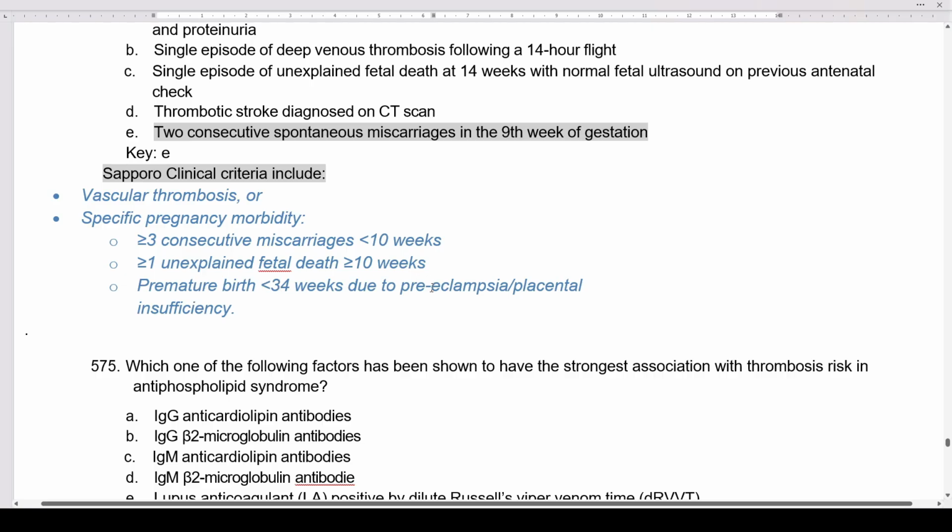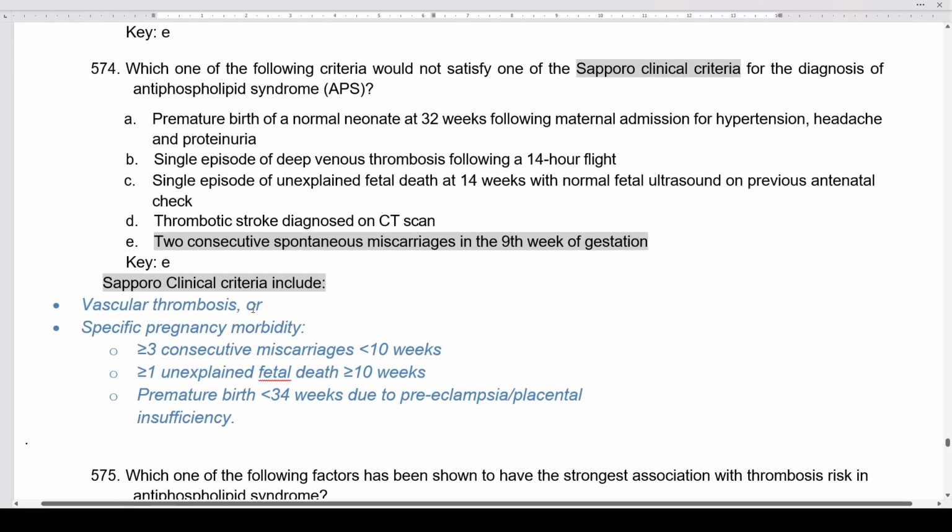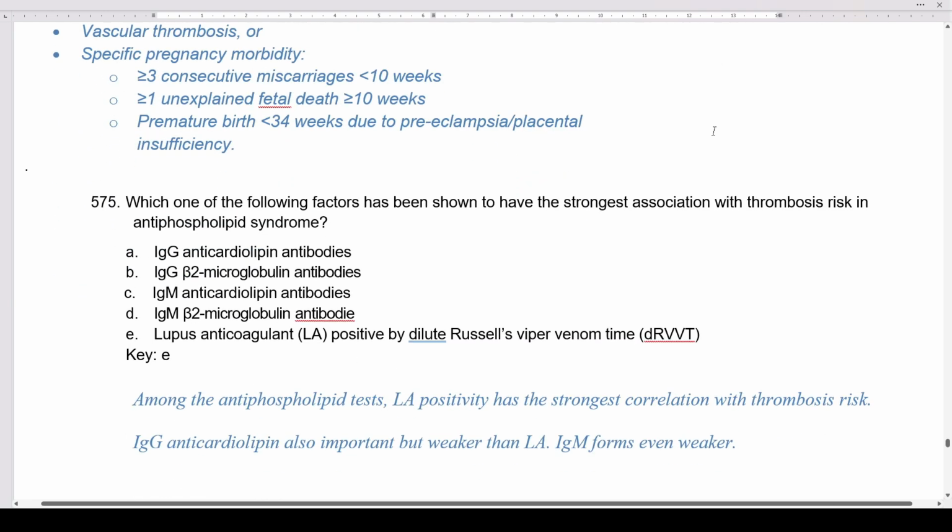due to preeclampsia or placental insufficiency. So either this or this should be present for the suspicion of antiphospholipid antibody syndrome. So which one is not correct here? It is this one, E. Two consecutive spontaneous miscarriages in the ninth week of gestation. So it is not two, it should be three or more than three. Okay, so this option is not correct. Just remember the Sapporo clinical criteria for the diagnosis of antiphospholipid antibody syndrome.